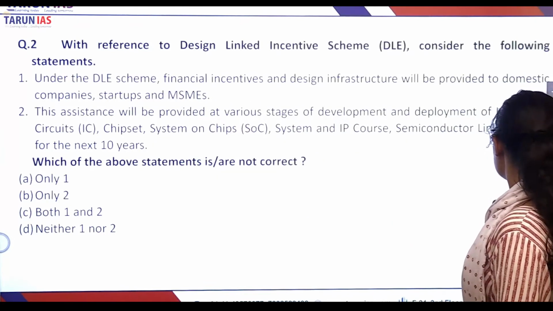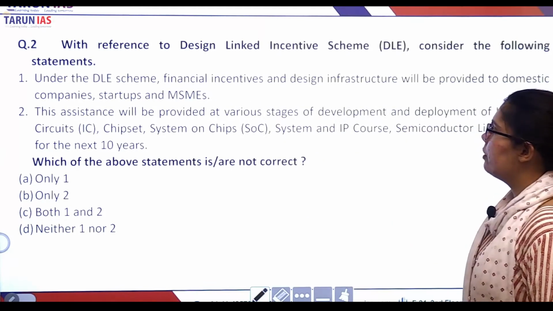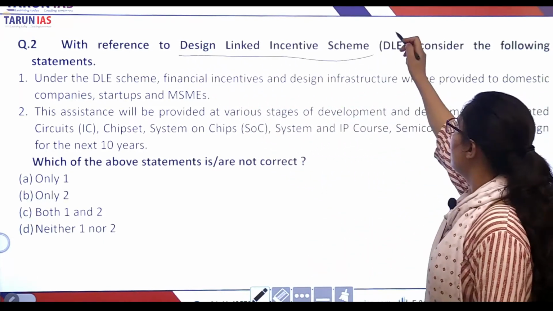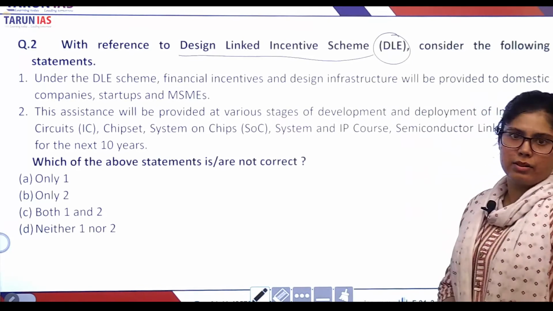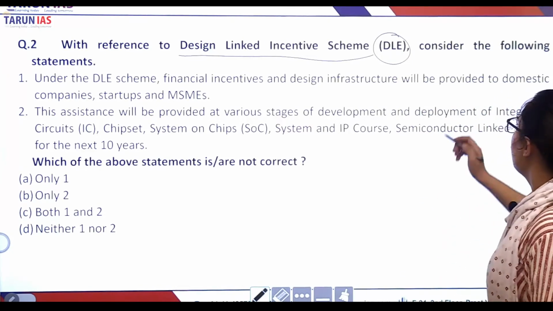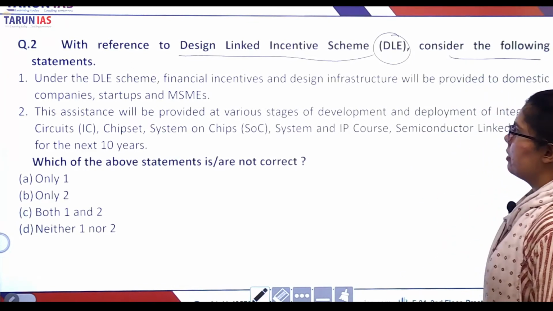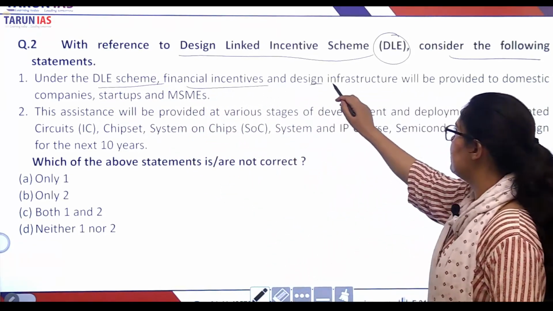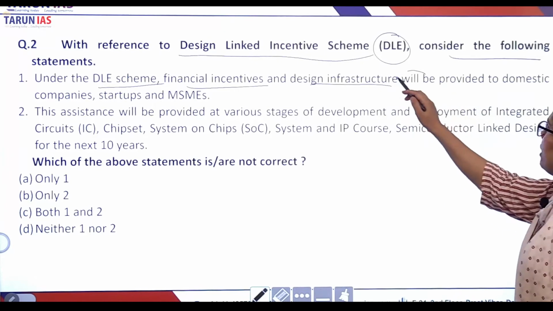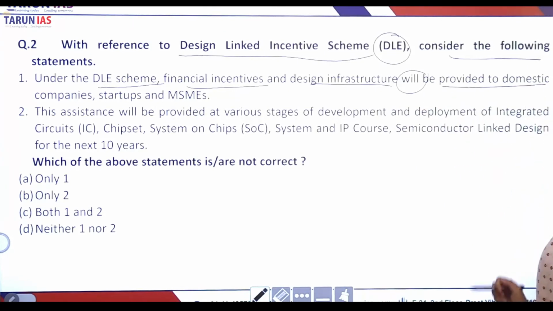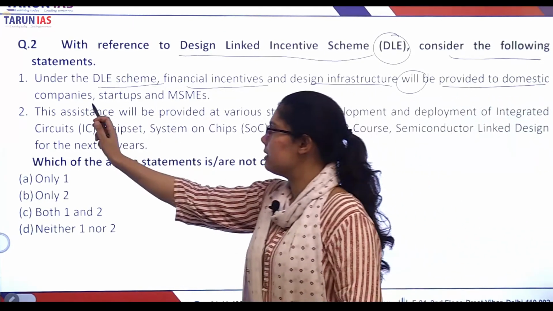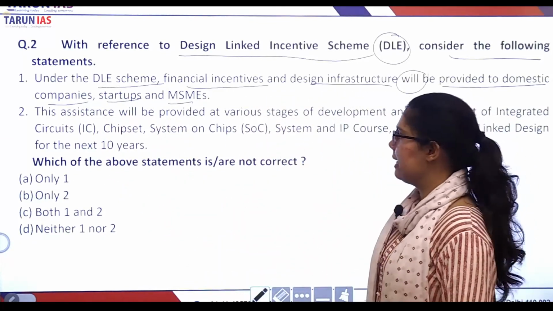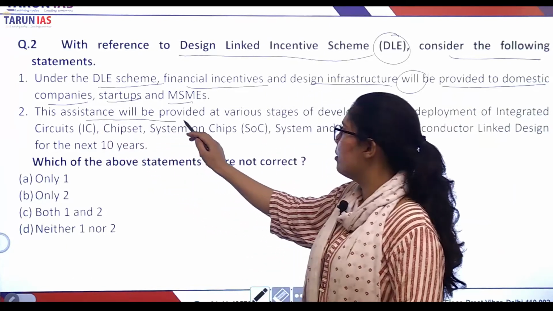Now with reference to the Design Linked Incentive scheme. What is the Design Linked Incentive scheme? Consider the following statements. Under the DLI scheme, financial incentives and design infrastructure will be provided to domestic companies, startups and MSMEs. The second statement is that assistance will be provided.